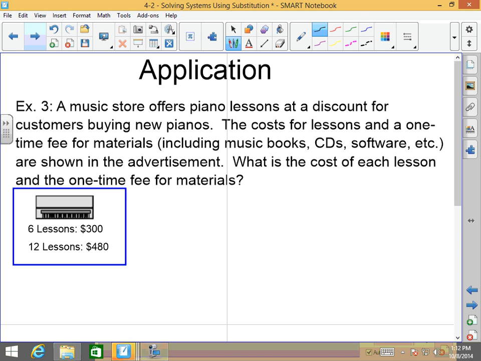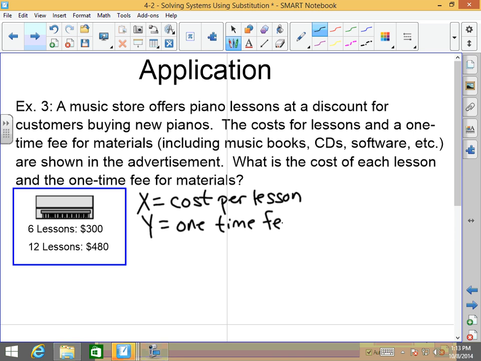So whenever you have these, you have to define your variables. You can define them however you want. I'm going to choose that x is the cost per lesson, and I'm going to say that y equals the one-time fee.